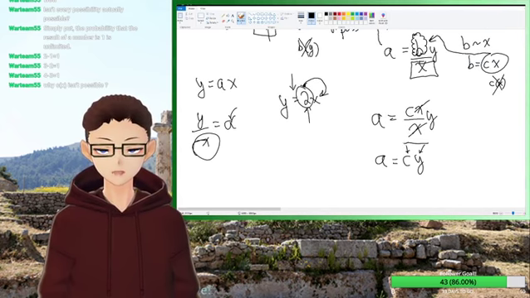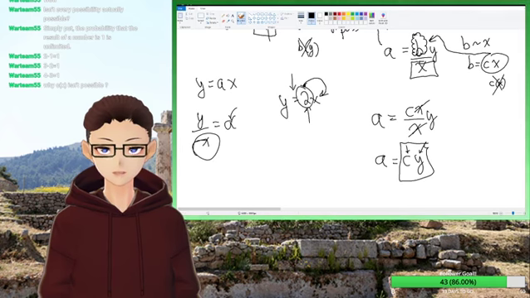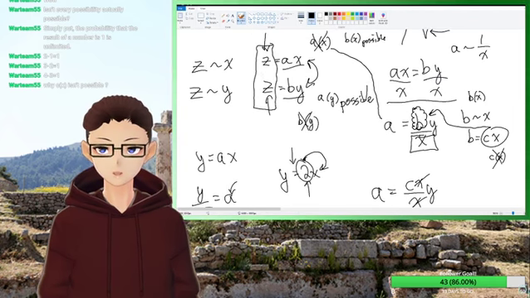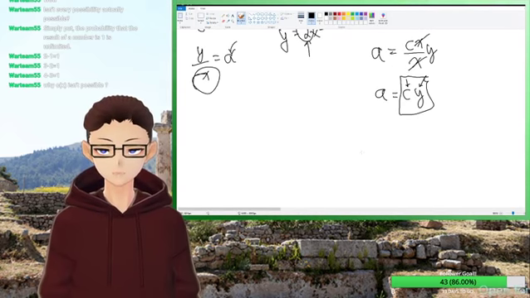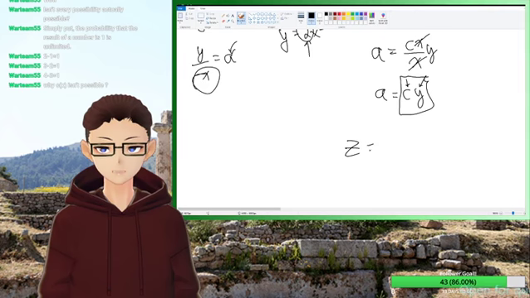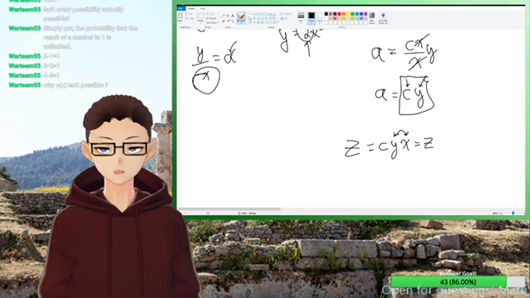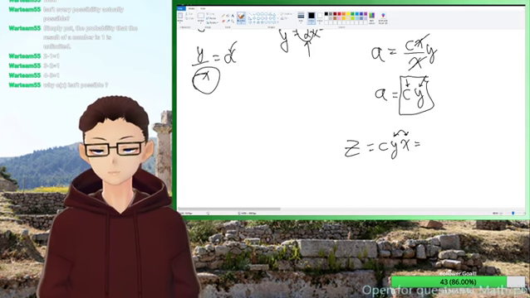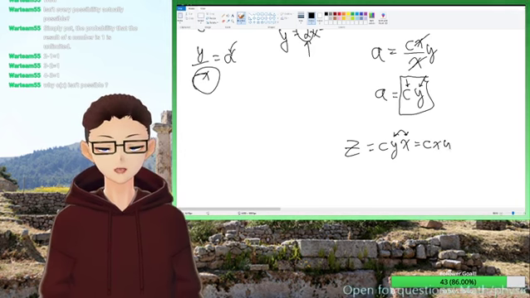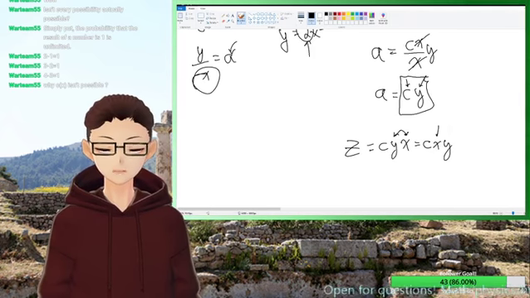So now we have a value for a, and I already had an equation that related z with a. So right there, z equals ax. So replacing things, z equals, instead of ax, it equals cyx. And when I'm multiplying things together, it doesn't matter what order they are. So cxy, it just is nice to have your variables in alphabetical order sometimes.